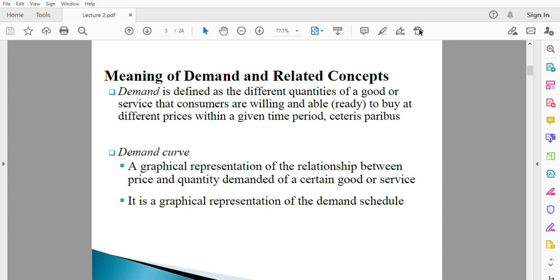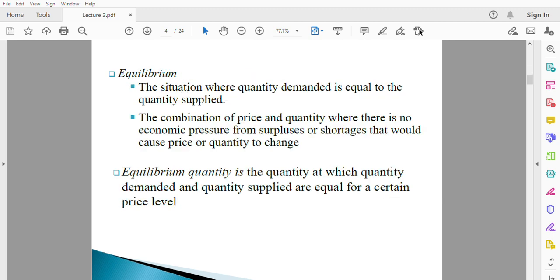We have a demand curve. A demand curve is a graphical representation of the relationship between price and quantity demanded of a certain good or service. So basically, it is the graphical representation of the demand schedule. We'll look at an example of a demand curve for you to appreciate how it works. But the next thing we want to look at is equilibrium.